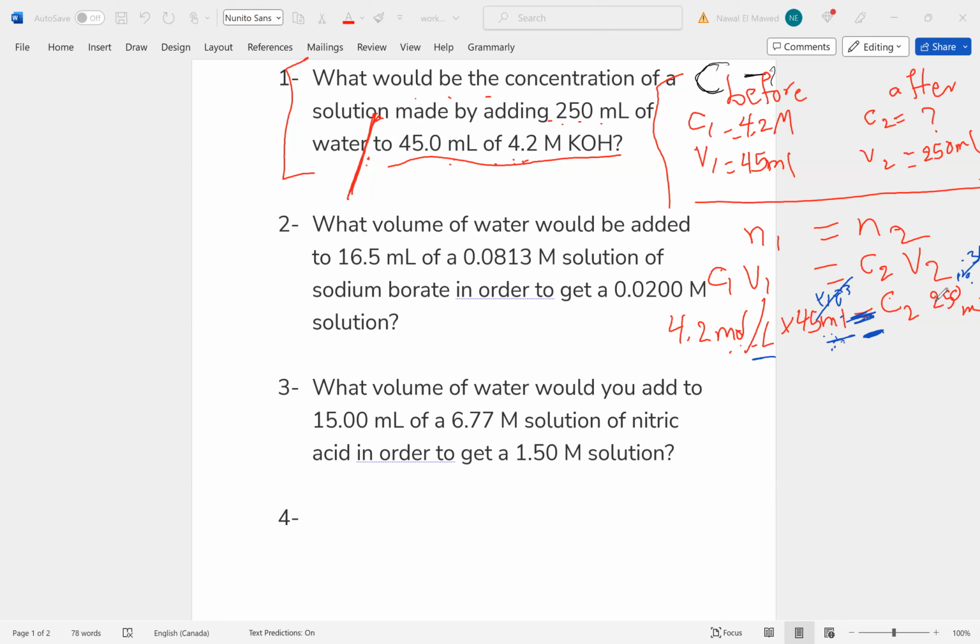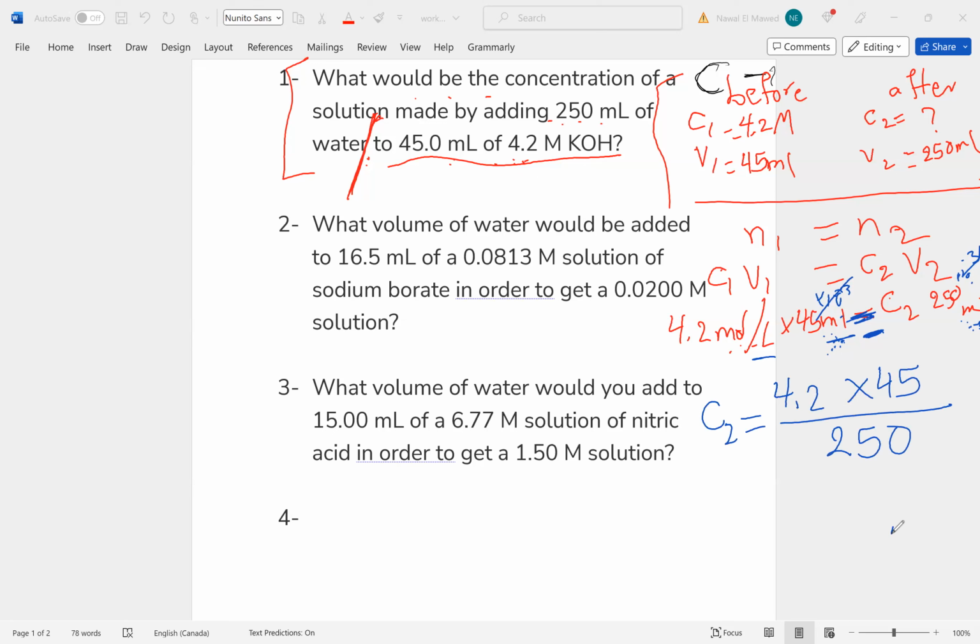If here milliliter, it should be milliliter there. If here liter, it should be liter. I cannot put milliliter here and liter there. But I don't need to change. So now just C2 equals 4.2 times 45 over 250. And that's all.